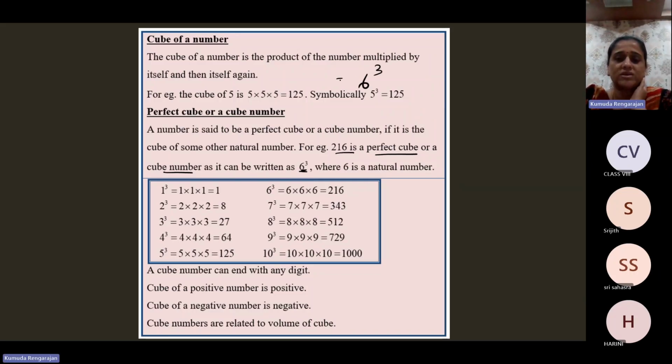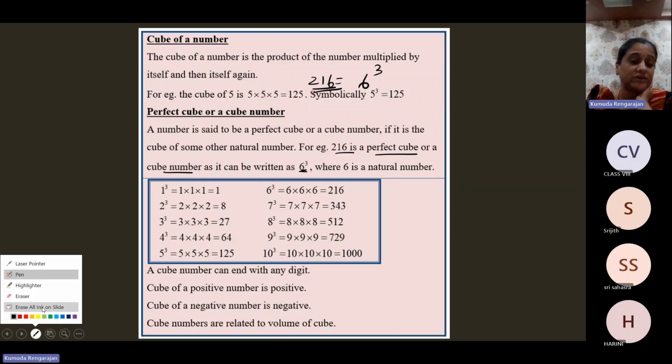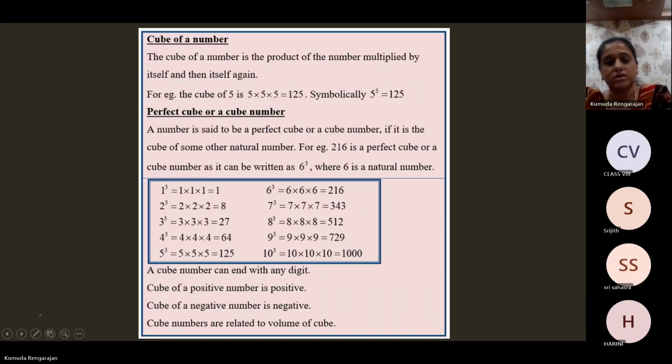Okay, so the cube of 6 is 216. So 216 is a perfect cube or a cube number. In this table, you can see the cubes of natural numbers from 1 to 10.